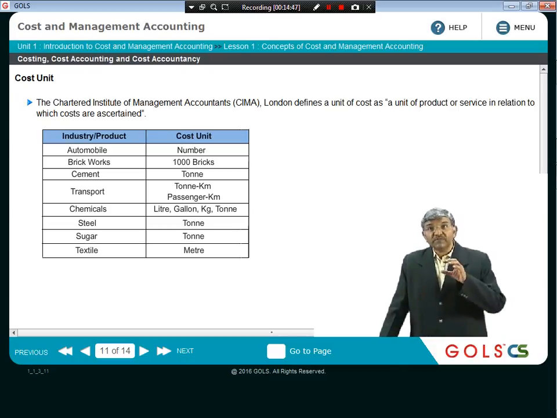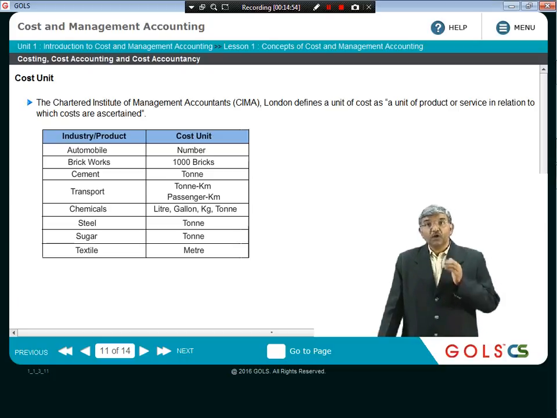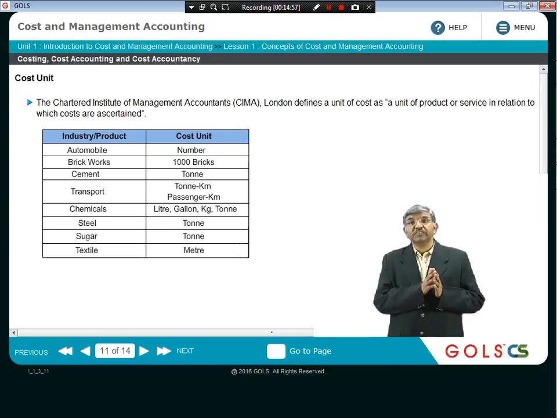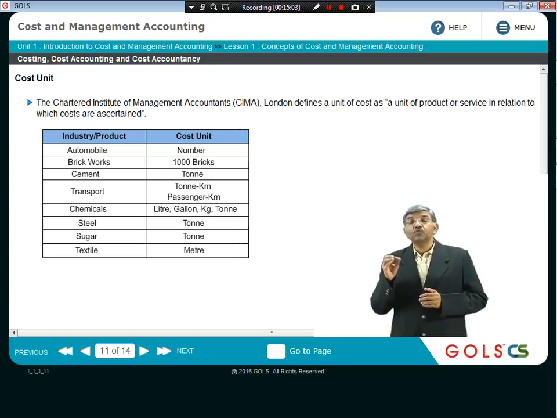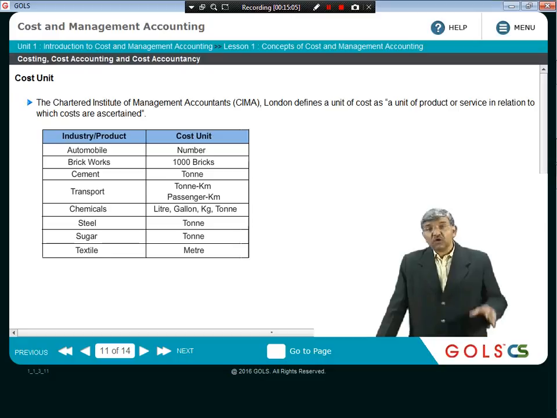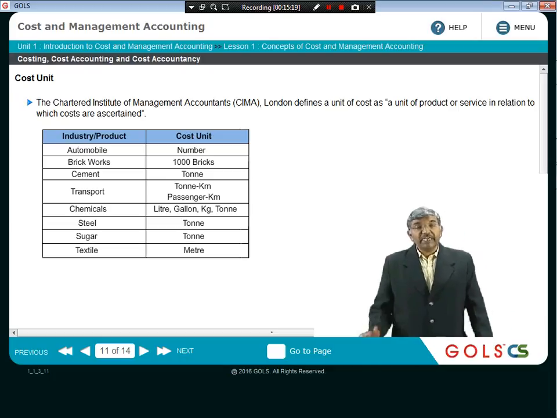A cost unit is a device for the purpose of breaking up or separating the cost into smaller subdivisions. The forms of measurement used as cost units are usually units of physical measurement like number, weight, area, length, value, time, etc. So the cost unit will depend upon what type of activity you are conducting, what type of production or service you are giving, and in relation to that, how you want to find out the per unit cost. So that can be in terms of a number.